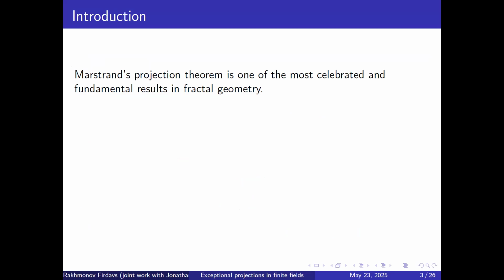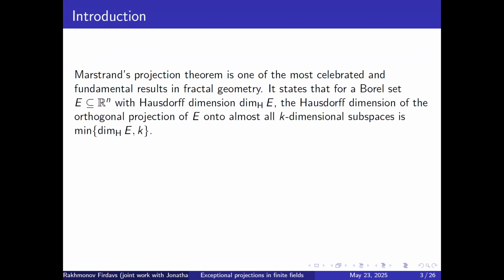Let me give you some motivation. Marstrand's theorem is a fundamental result in fractal geometry. It was proved in 1954 by Marstrand, and it says that if we take E, which is a Borel set in R^n of this Hausdorff dimension, then the Hausdorff dimension of the orthogonal projection of this set onto almost all k-dimensional subspaces is equal to this value.